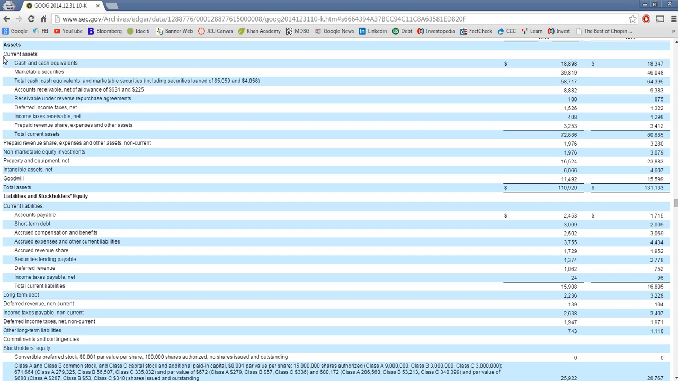So current means that it either is cash or will be turned into cash in a year or operating cycle. Now a year, that's obvious, 365 days. Operating cycle is a little bit more ambiguous. An operating cycle is however long it takes to have a product, sell a product, and get the cash for it. That process of getting the product, selling it, and getting the cash for it, that's considered an operating cycle.